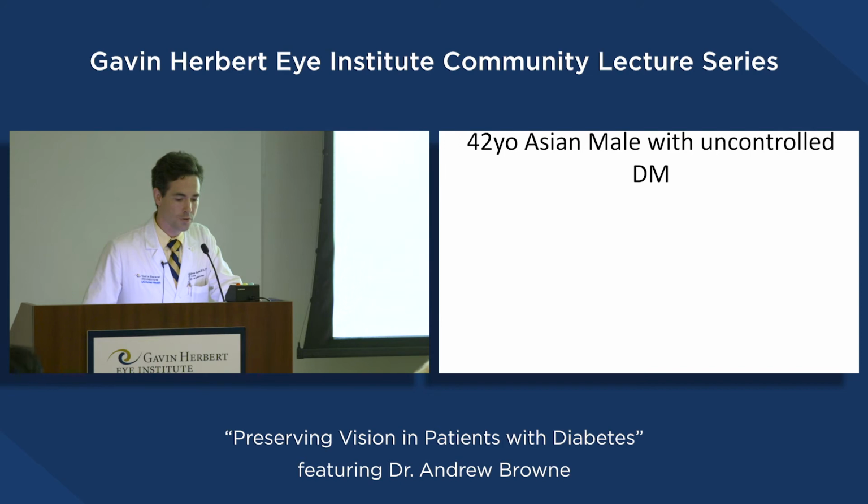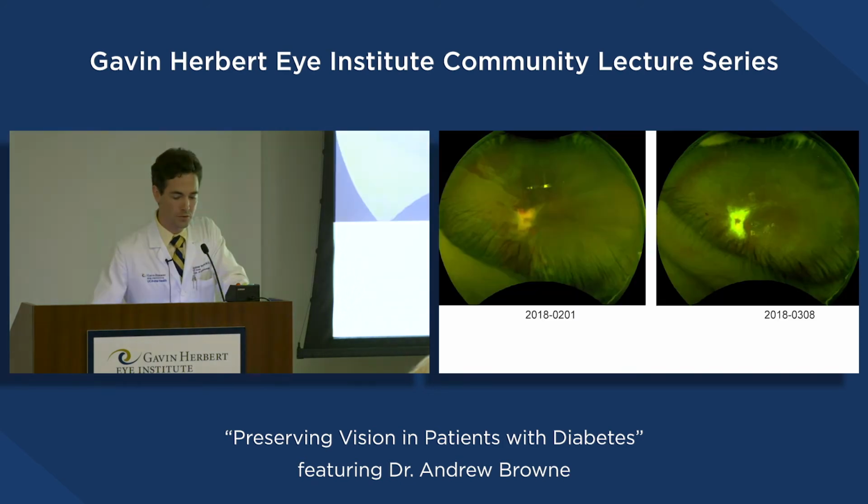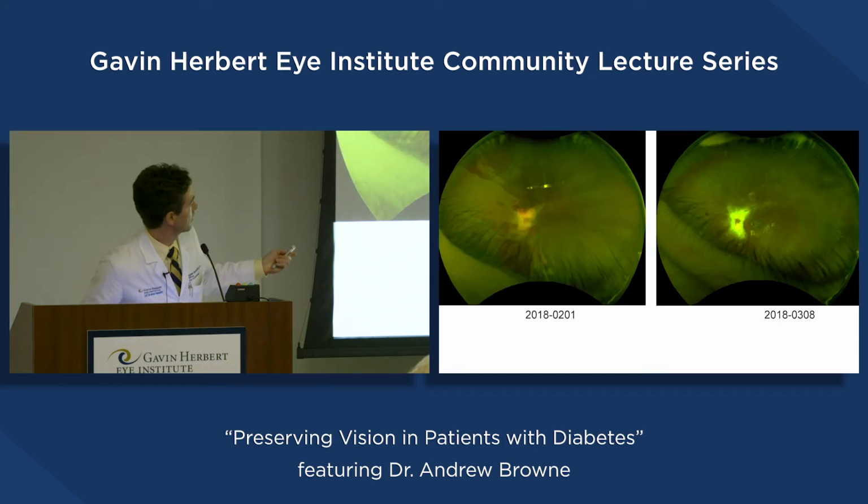So here's a 42-year-old patient of mine who had uncontrolled diabetes. His left eye had blood everywhere inside his retina. This was back in 2018 in February. And then in March of 2018, we had done surgery and restored his vision by removing all the blood and the scar tissue in his retina.